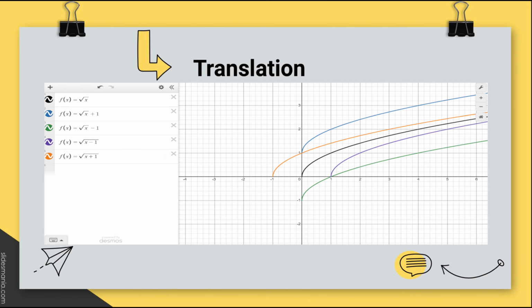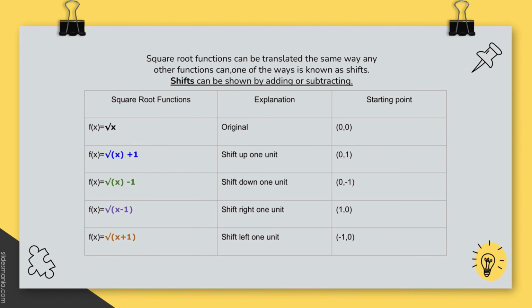Square root functions can be translated the same way any other functions can. One of the ways is known as shift. For example, f(x) equals the square root of x plus 1, where the plus 1 is outside of the radical, it will shift up 1 unit. And for negative 1, it will shift down 1 unit. For f(x) equals the square root of x minus 1, where it is inside of the radical, it will shift to the right. And for positive 1, it will shift to the left.